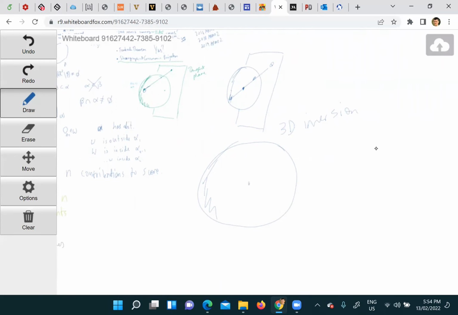So the claim is that for 3D inversion, the same results are true. Spheres go to spheres, and planes that don't go through the origin go to spheres. Spheres that do go through the origin go to planes. And planes that go through the origin stay planes.